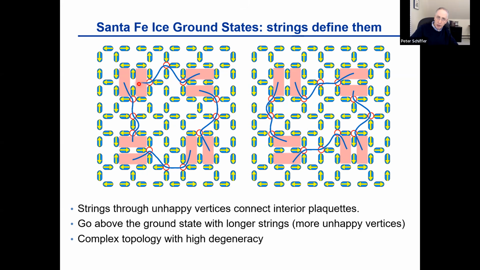And you can draw these lines through the unhappy vertices. They become effectively strings. And strings, as you know, are very interesting objects. They have interesting topological features. And so you can actually look at these strings as emergent properties, as an emergent collective excitation within the Santa Fe structure, where you not only have the unhappy vertices, but now you have the connected unhappy vertices being strings.